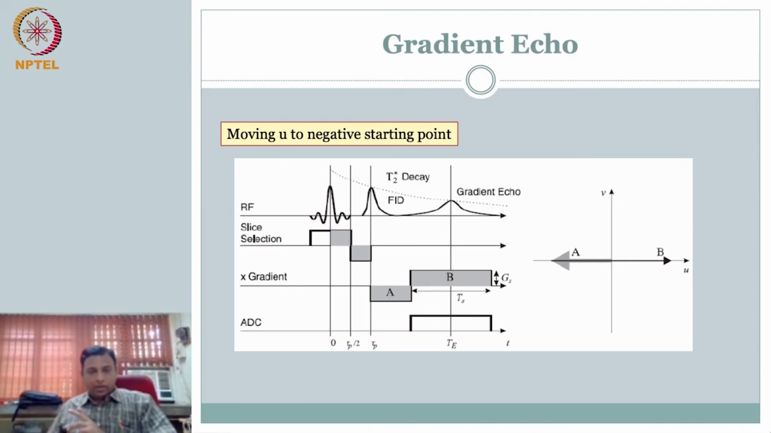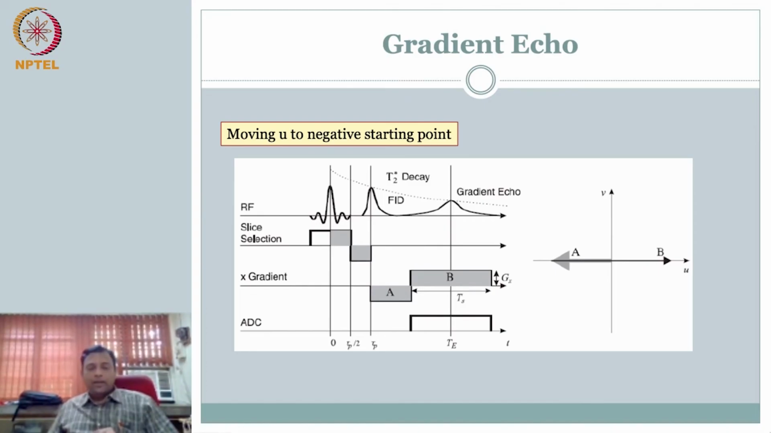So I can also encode this, right? The signal is there. The free induction decay is there. I have a negative gradient, but I am not recording the signal at all. I am not interested in that signal. What I am interested in is, after I apply the negative x gradient, I switch to a positive x gradient.